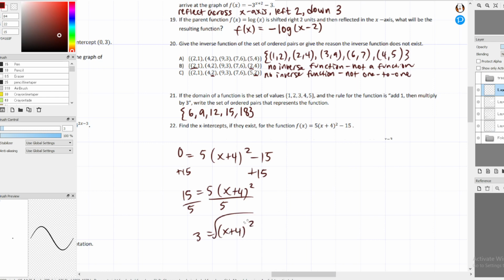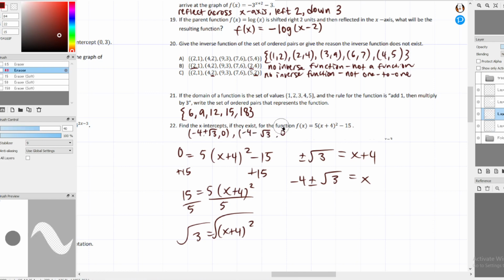Then we'll take the square root of both sides. And we'll get plus or minus the square root of 3 is equal to x plus 4. And we'll minus 4 from both sides. So these are your x-intercepts. However, they will want them in a coordinate point. So it would be negative 4 plus the square root of 3, comma 0. And then negative 4 minus the square root of 3, comma 0. And that would be your answer for 22.